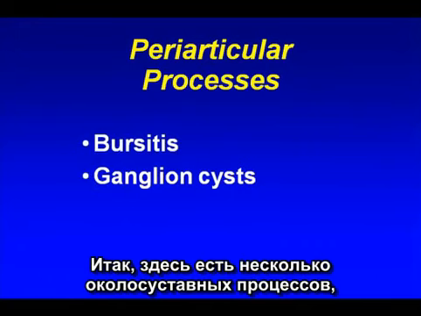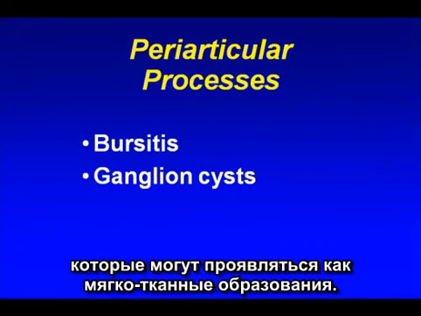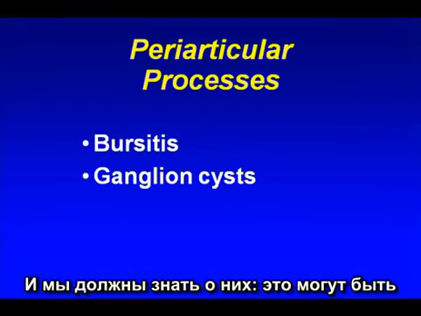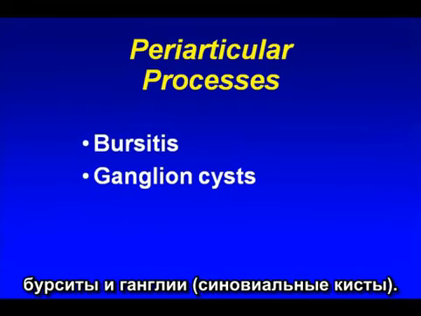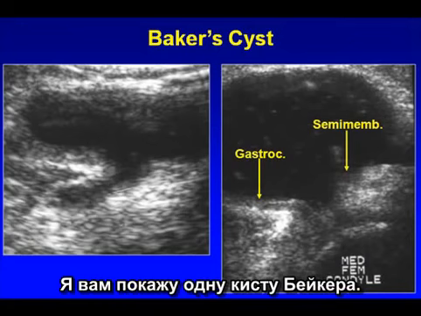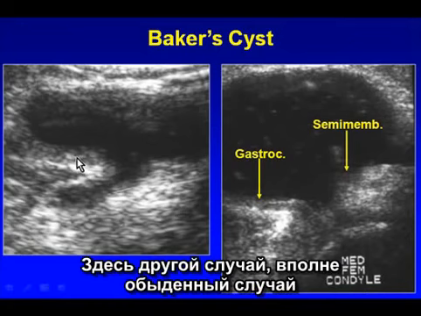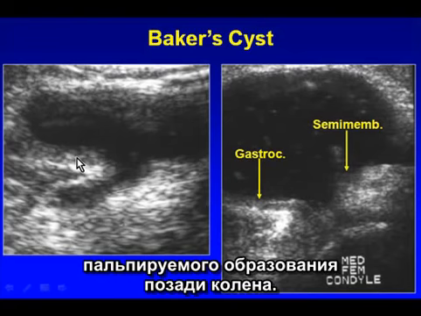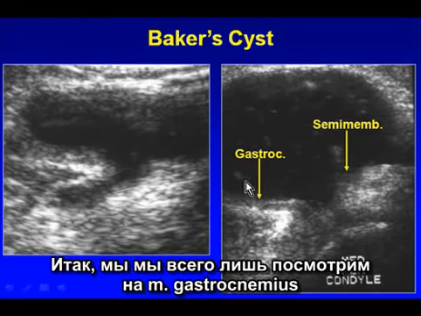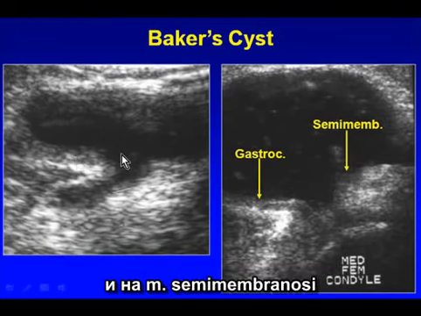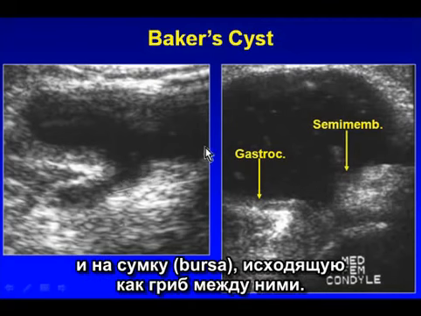Now, there are a number of periarticular processes that can present as soft tissue masses, and so we have to be cognizant of those. Bursitis, ganglion cysts can occur. I've already shown you one Baker's cyst. Again, here's another, and again, a very common cause of a palpable mass behind the knee. And again, we always want to look for the gastrocnemius and semimembranosus with the bursa coming up like a mushroom in between.